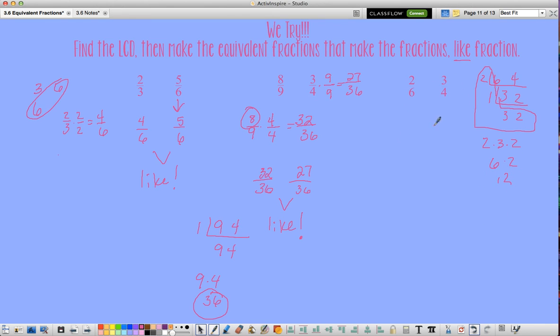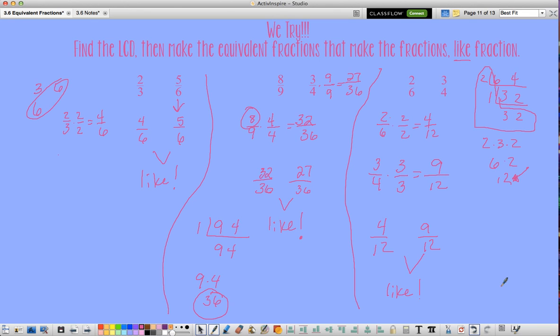So here, a lot of people like to go to 24 because 6 times 4 is 24, but my LCM is actually 12. So 2/6 times something equals something over 12. I multiply by 2 on both the top and the bottom, and I get 4/12. So one of my like fractions is 4/12. And then I have 3/4 times something equals something over 12. I know I multiply by 3, so I get 9 on top, and so I get 9/12. And now they both have the same denominators, so they're like fractions.